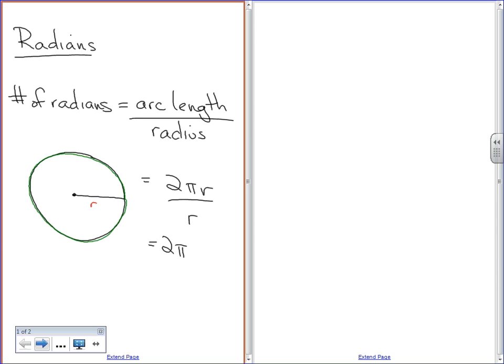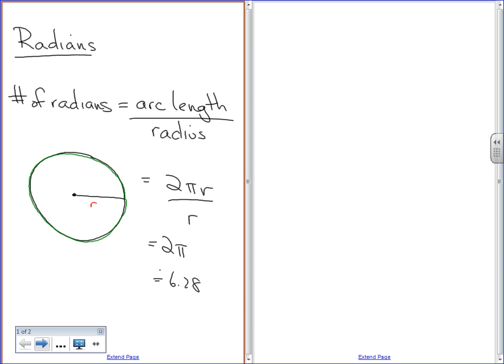What is the approximate number of radians, do you think? How would you figure that out? Yeah, exactly. So pi is 3.14, multiply it by 2. So it's approximately 6.28 radians in a complete rotation.